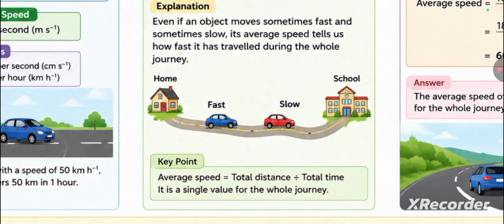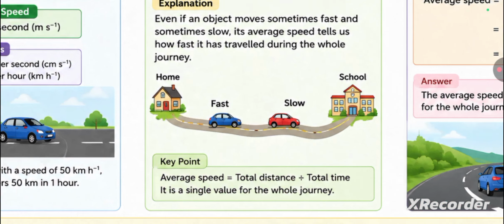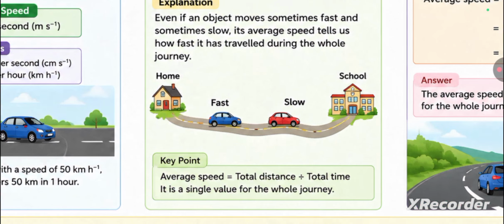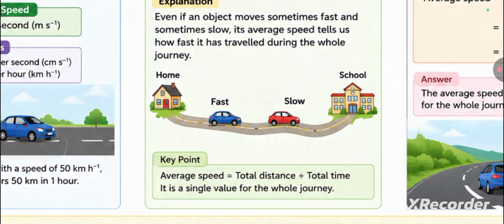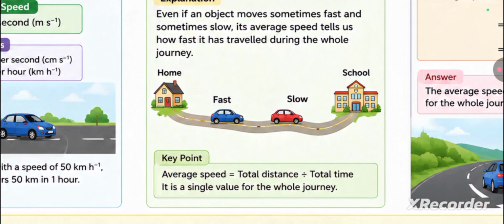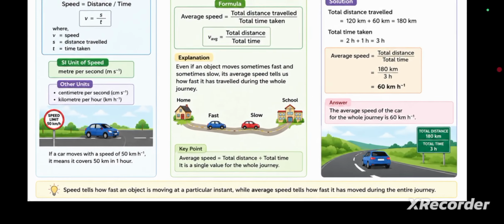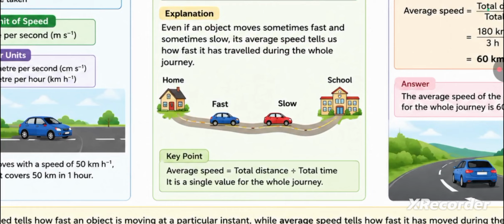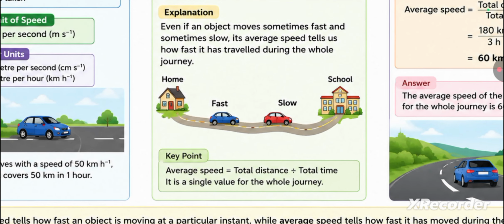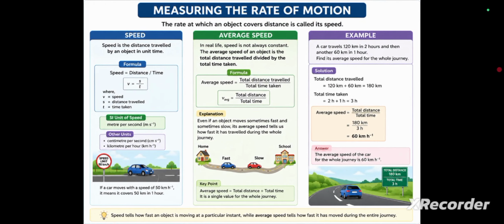Suppose we are going from home to school. If we have little time to reach the school, then we speed up our vehicle so we can travel fast. If we have plenty of time to reach the school, then we travel slowly. So in average speed, we have to remember that average speed is equal to total distance divided by total time. It is a single value for the whole journey. Okay, an example is here.